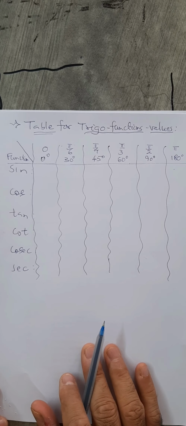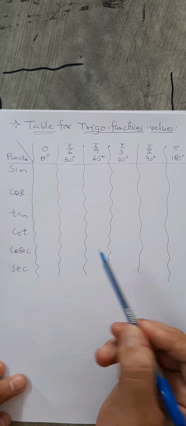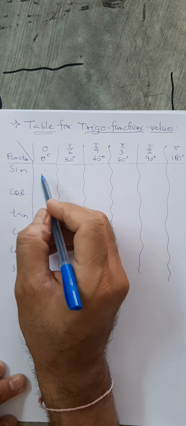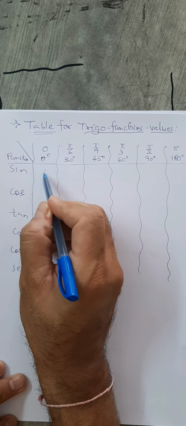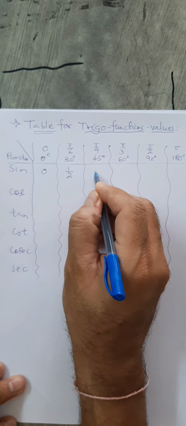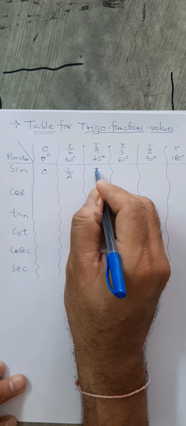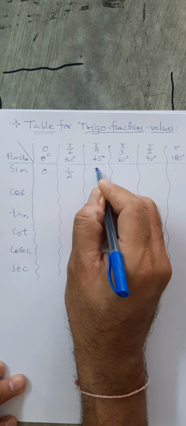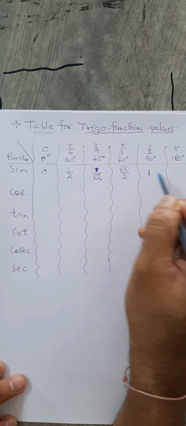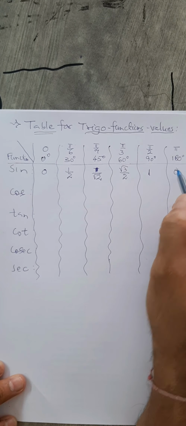Okay, now even you also know from 10th standard how to prepare this, but here I'll write directly. Sine 0 you know 0, pi by 6 is 1 by 2, pi by 4 is 1 by root 2, this is root 3 by 2, this is just 1. Sine pi you know 0.